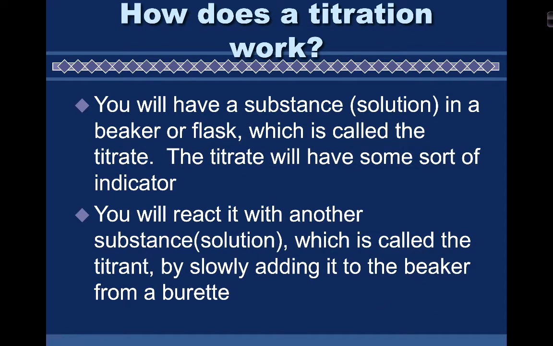Okay, so how does a titration work? You're going to have a substance, a solution, that's in a beaker or a flask. That's called the titrate. The titrate is going to usually have some sort of indicator in it. When we deal with acid-base reactions, we're going to have an indicator that changes colors when the pH changes. What we do is we react it with another substance in a solution. This is called the titrant. This is what you're putting in your burette. You're going to slowly add it to the beaker from the burette. So it goes really slow. You slowly add it until you have completely reacted out the titrate.